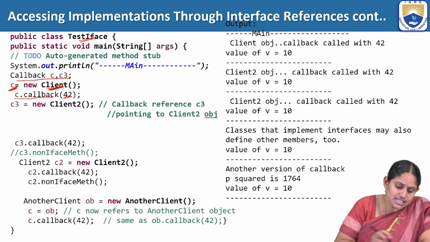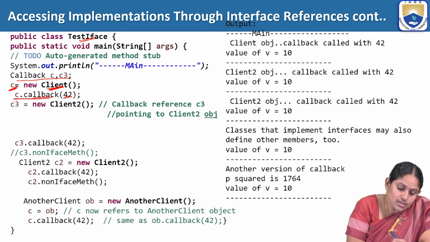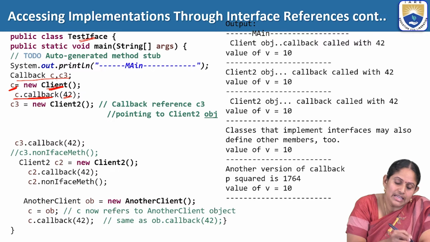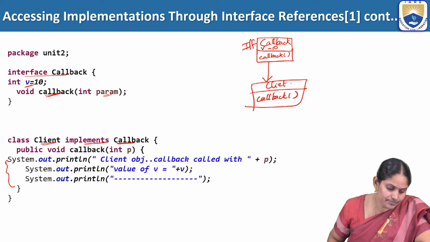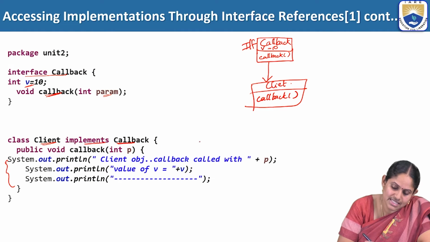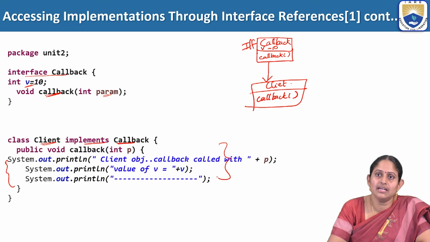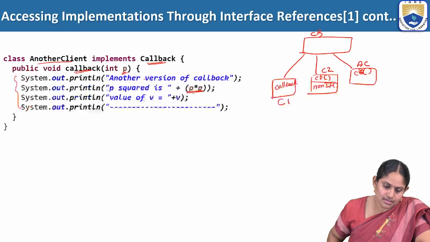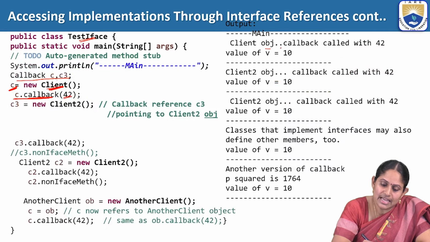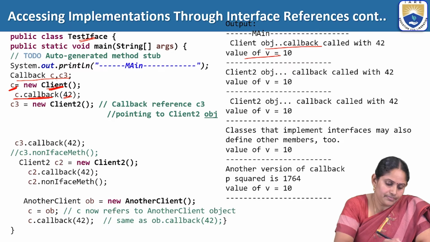And then C is calling the callback of client class. So it will invoke the client class callback method, wherein these statements will be coming into the output. So we get client object callback called with 42 and value of v as 10.